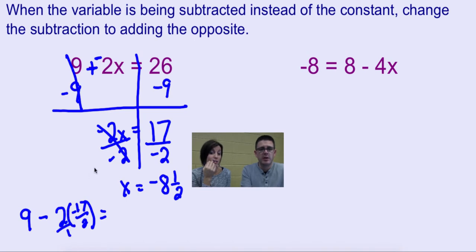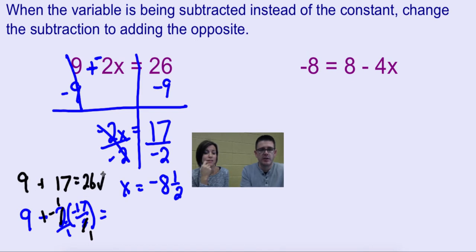So we do our multiplication. -2 over 1 times a -17 over 2. The 2's are going to cancel out, so I can divide out those 2's. A negative times a negative is a positive. So I get positive 17 plus my 9, which really is 26.